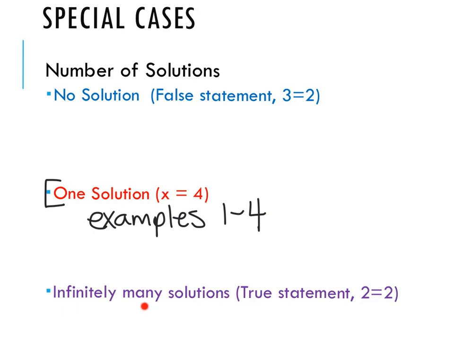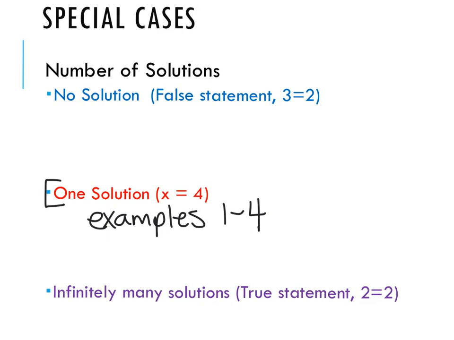Infinitely many solutions means I could pick any number for my x value, plug it into the problem to check it, and it's going to work. Whereas no solution means I plug in any number for x, and it's never ever going to work. One solution means this is the only number that I can plug in to check my answer, and it's the only one that works. If I plug in a different number, it would not work.